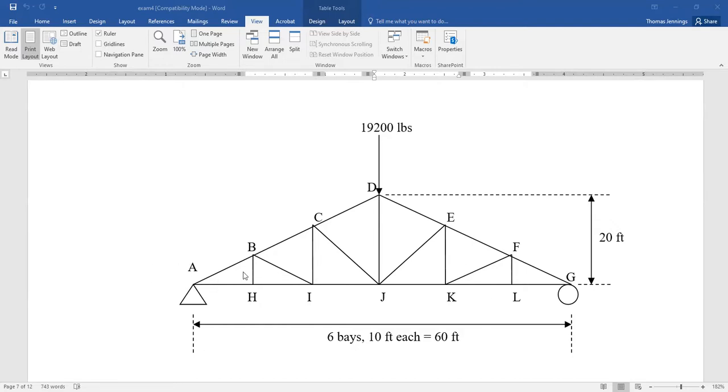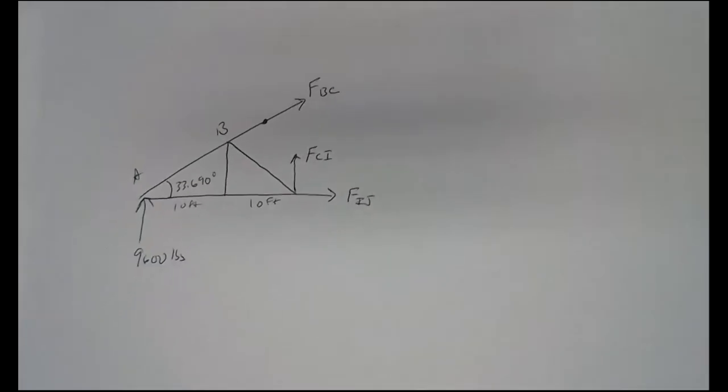And I'm also going to need an angle because member BC is at an angle. The easiest way to get an angle on this one is to use the big half truss here as a big triangle. You've got 30 feet going across the bottom, 20 feet up. So you can find the angle at A by doing the inverse tangent of 20 over 30. That'll be 33.690 degrees. So let's jump to the free body diagram. That's what it looks like there.